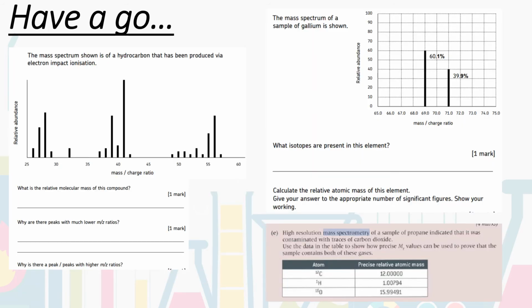So, time to have a go at some questions on calculating atomic masses and molecular masses using mass spectra. If you'd like to have a go, pause the video and the answers will be on the next slide.